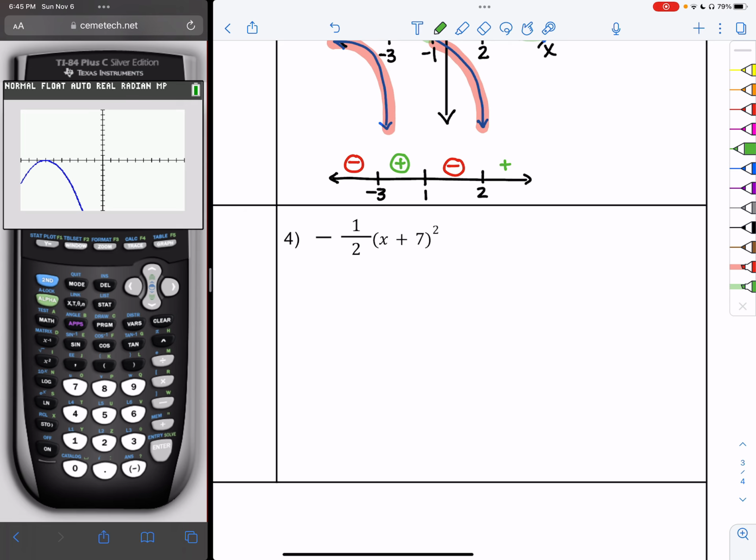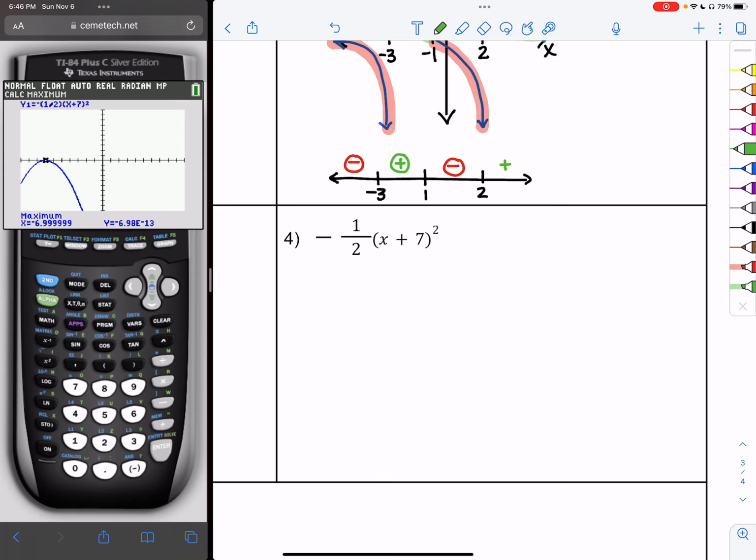We can also tell that this is a maximum. So I'm going to press second trace, and I'm going to press number 4 for maximum. I'm going to go to the left side of it and press enter. And then I'm going to go to the right side of it and press enter again. As you can see here, it has negative 6.99999 repeated.